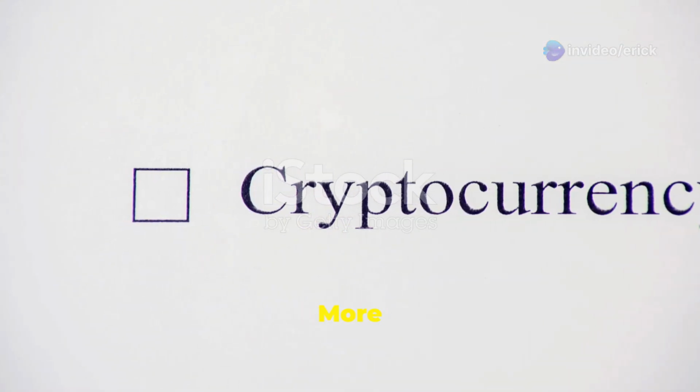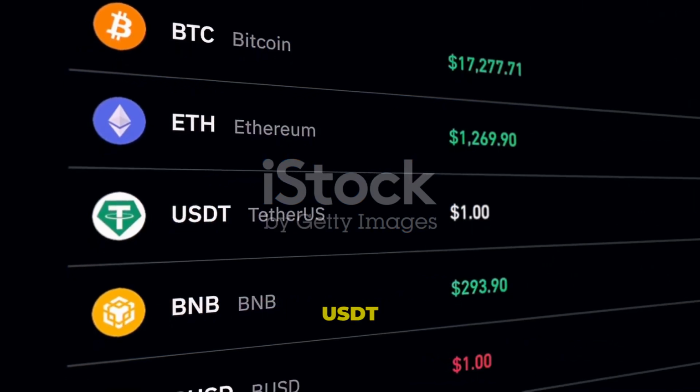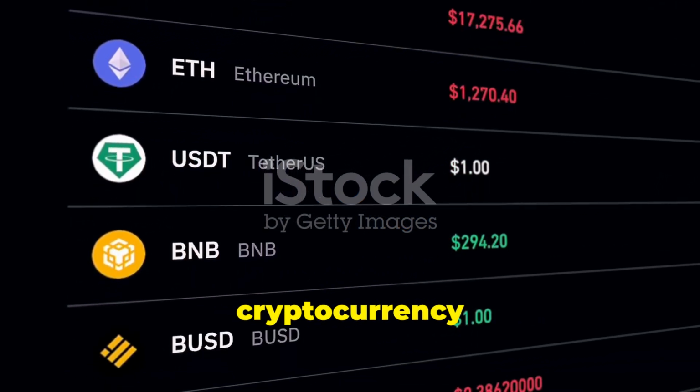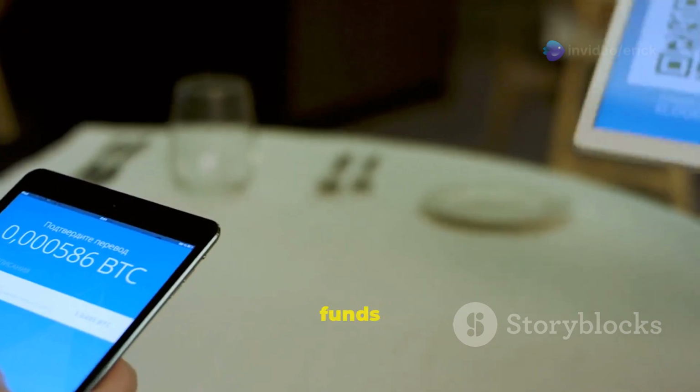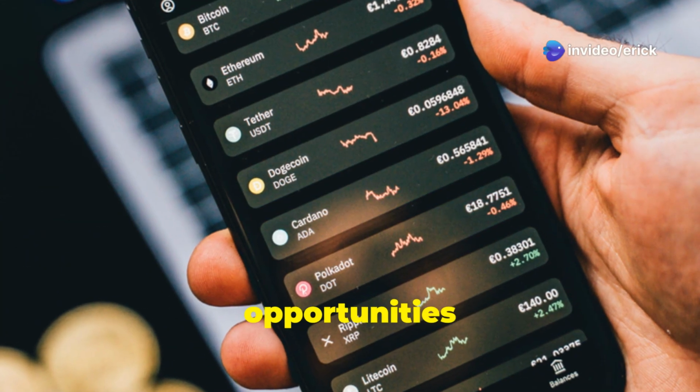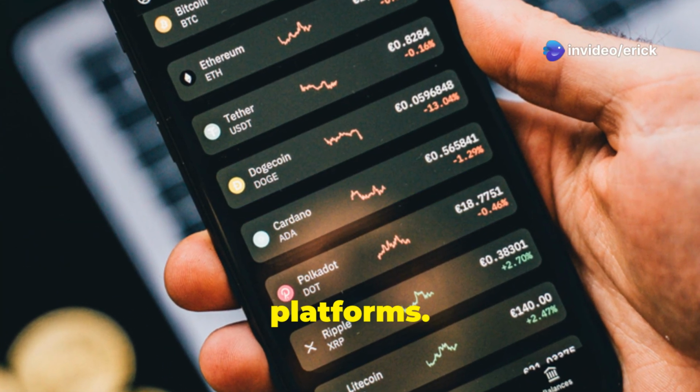Section 7. Learn more about crypto transfers. Transferring USDT is a fundamental skill in the cryptocurrency world. It allows you to manage your funds effectively. It also opens up opportunities for trading and investing on different platforms.